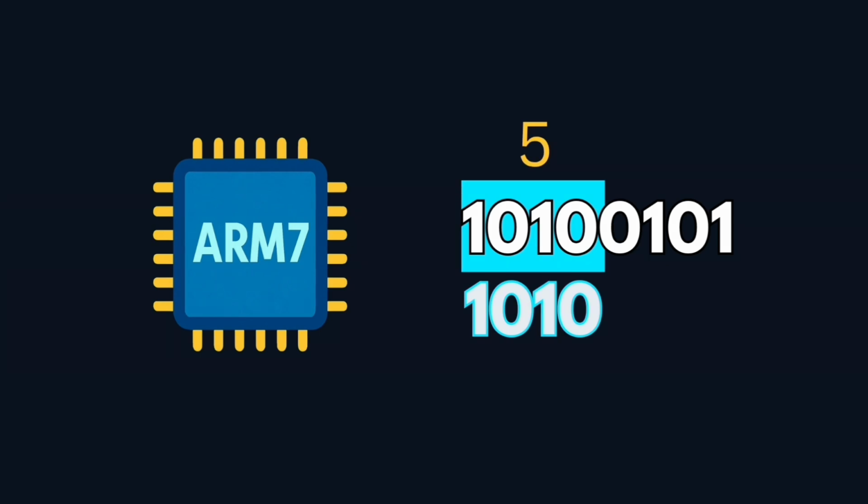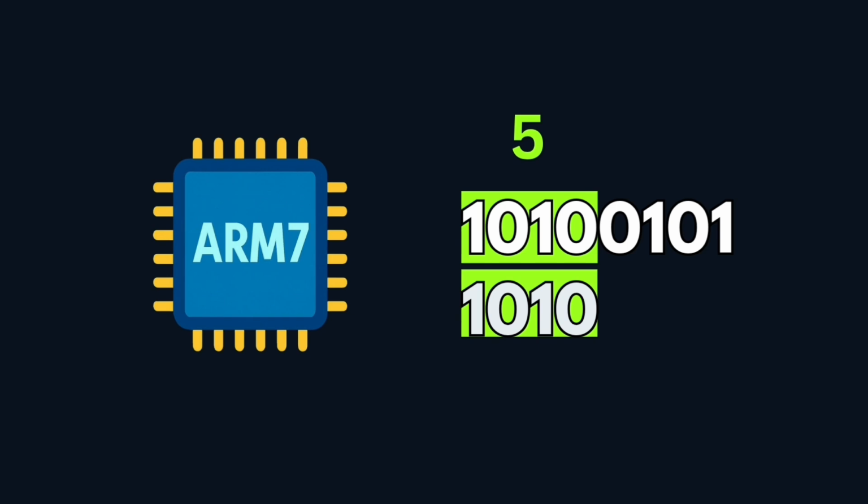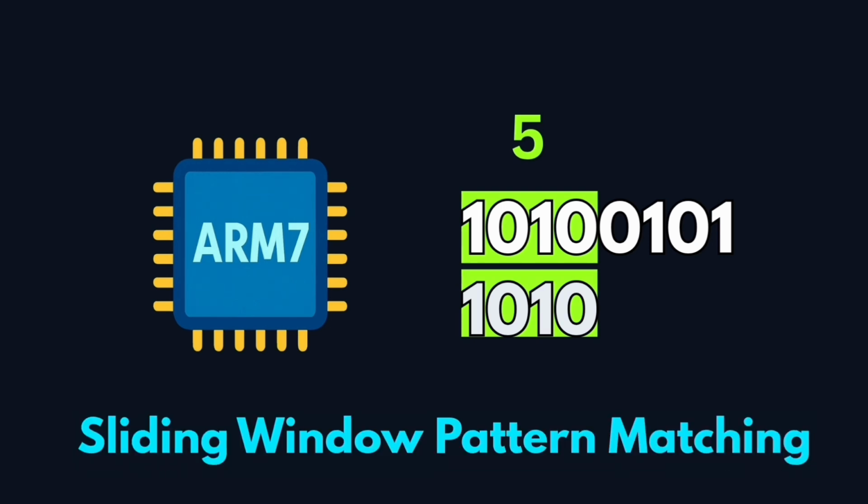Since our data has 8 bits and the pattern has 4 bits, there are only 5 possible locations. When the extracted 4 bits become equal to the required pattern, a match is detected. This method of moving a fixed size window across data and comparing each section is called sliding window pattern matching.